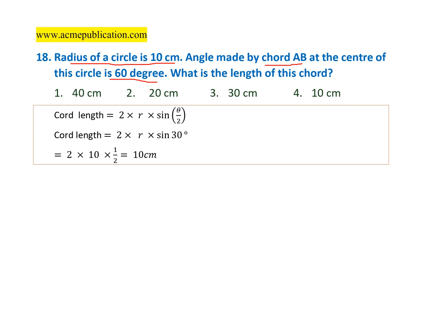Here we can use the formula for length of the chord. Length of the chord is equal to 2r sine theta upon 2. Here theta is 60 degree, so it will be sine 30 and the value of sine 30 is 1 upon 2. Putting the value of radius and sine theta, we get the length of the chord, that is 10 centimeter.